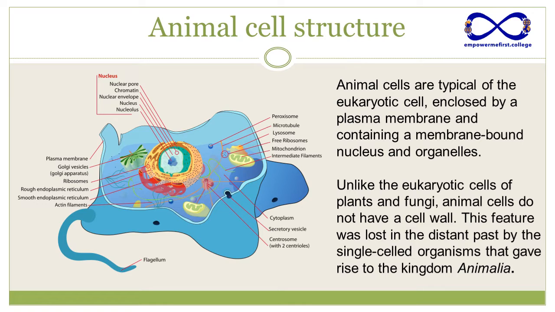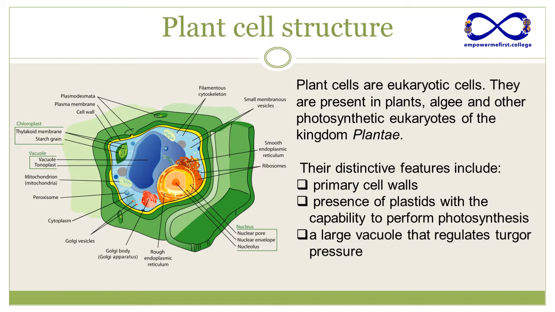So here we have looked at the eukaryotic cell, and now we are going to focus our attention only on the animal cell structure, but we will see that more or less the common features, the common characteristics, can also be found in the plant cell. Exactly. So here, plant cell structure: plant cells are eukaryotic cells, so very complex cells. They are present in plants, algae, and other photosynthetic eukaryotic cells of this big kingdom, which is called Plantae.